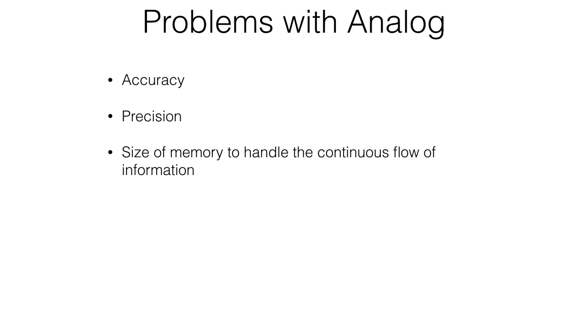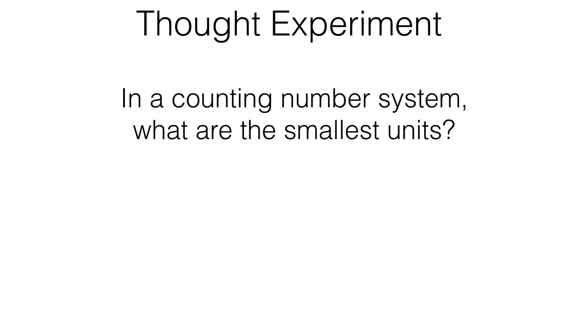So that's why analog's a problem. So what are we going to need? What do we need instead? All right, let's do another thought experiment. Here's what I want you to do. Ready? So think about your counting number system. Your 1, 2, 3, 4, 5, 6, 7, 8, 9, 10. What are the smallest units? Okay. What are the smallest units?